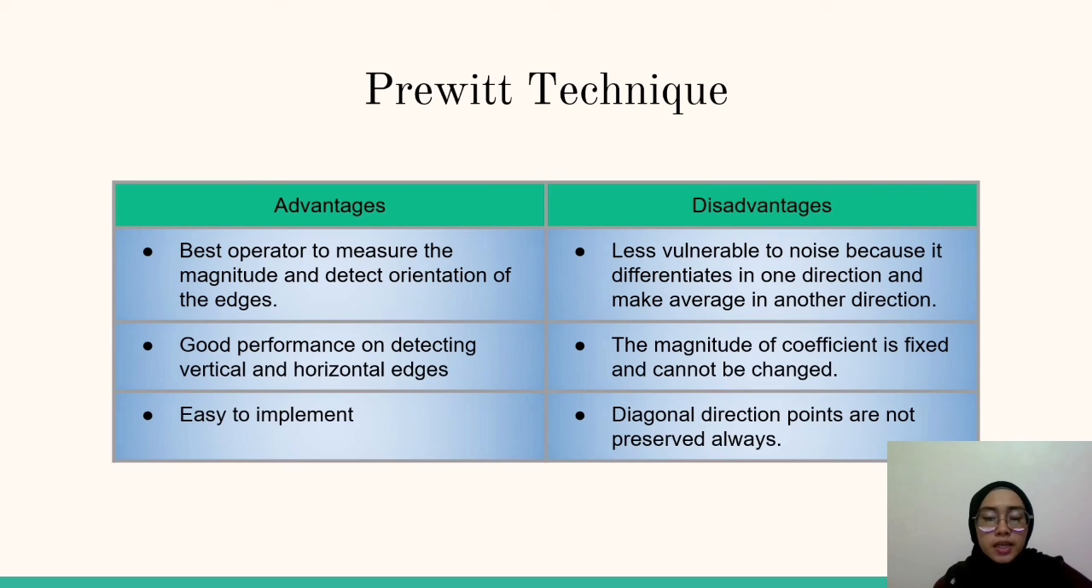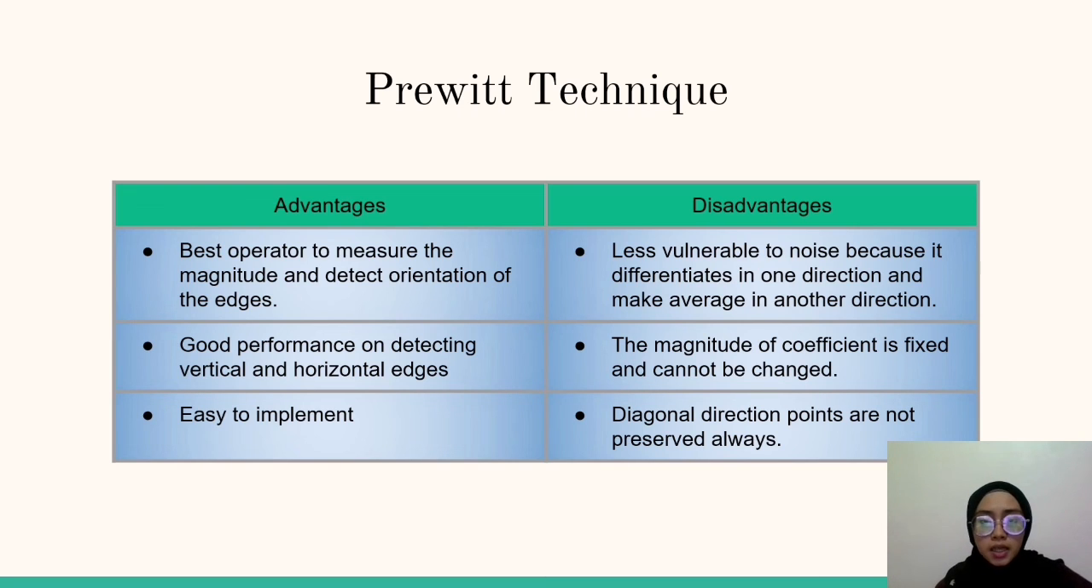We choose the Prewitt technique as the best edge detection technique because it is the best operator to measure the magnitude and detect the orientation of the edges. It has good performance on detecting vertical and horizontal edges, and it is also easy to implement.